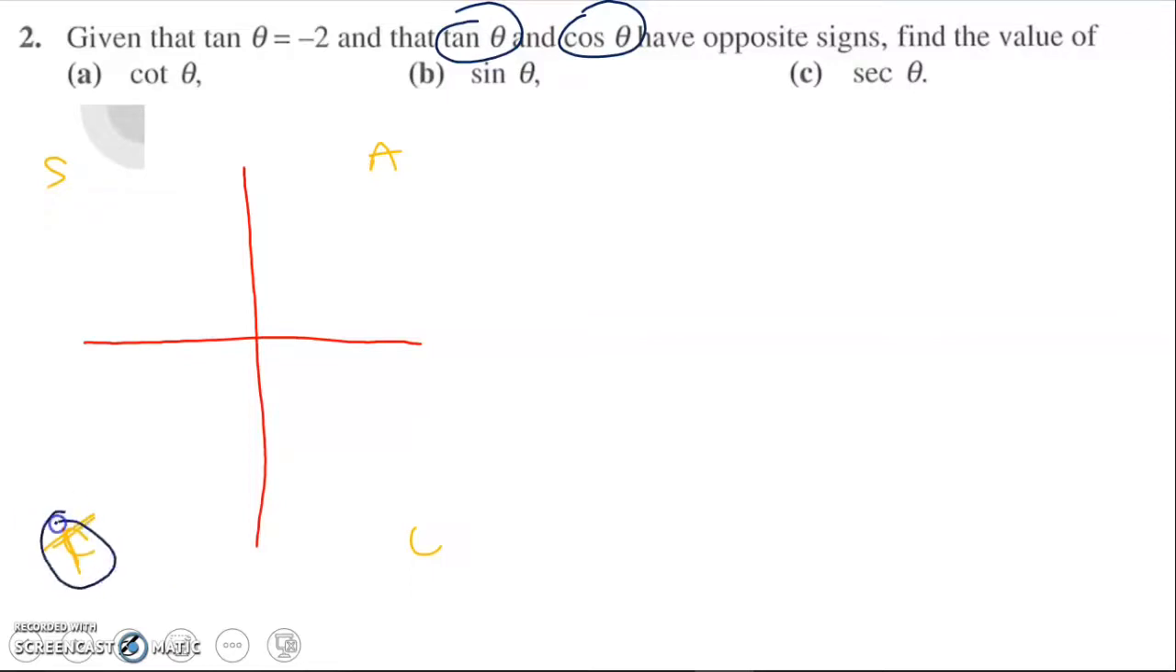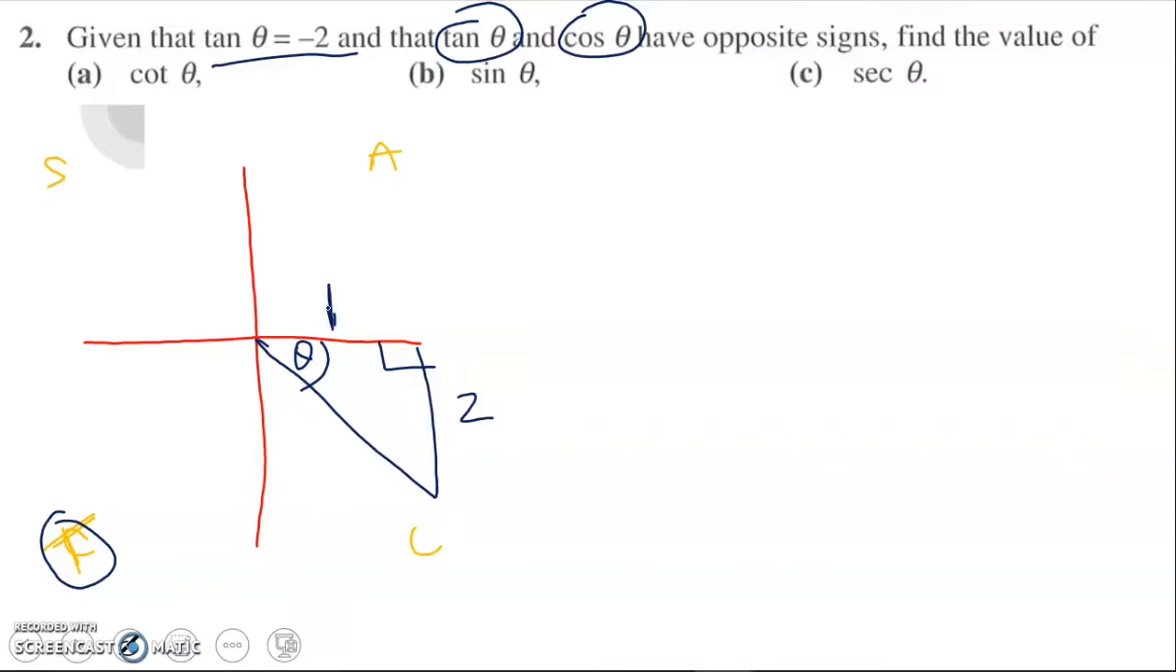Can't be Q3. Why? Now tan and cosine have opposite signs there. However, if you take a look here, tan is negative, right? So tan in Q3 is positive. So the only option we have is in Q4. Okay. So again, make your reference angle. Here's my right angle, and start labeling your sides. Opposite over adjacent. That would mean that is 2, and that is 1.